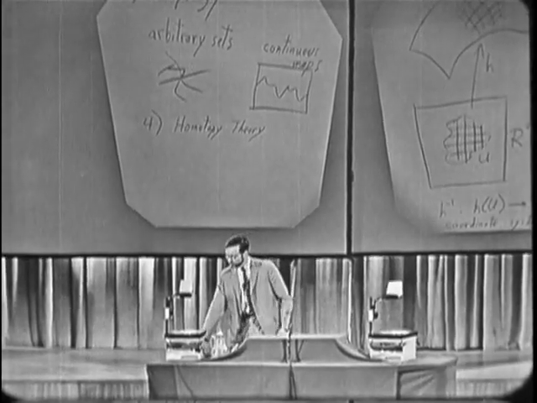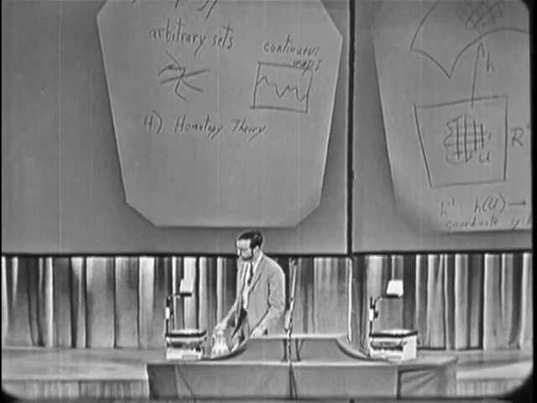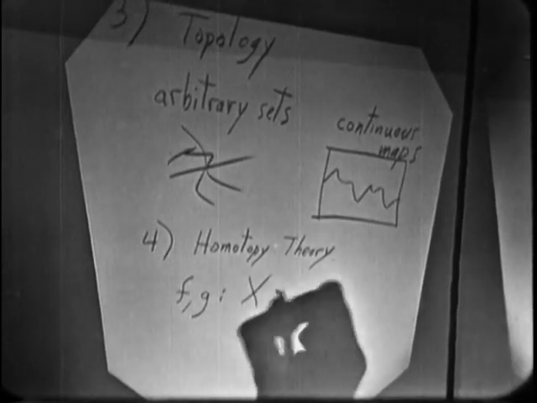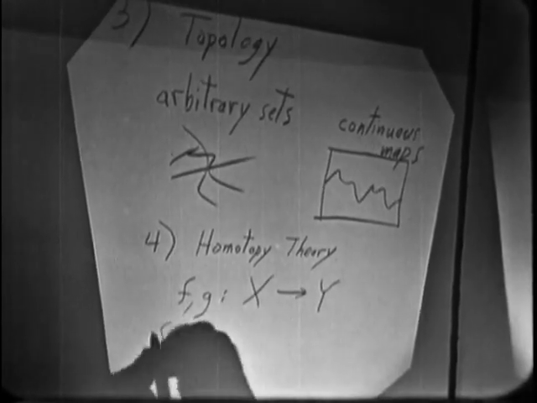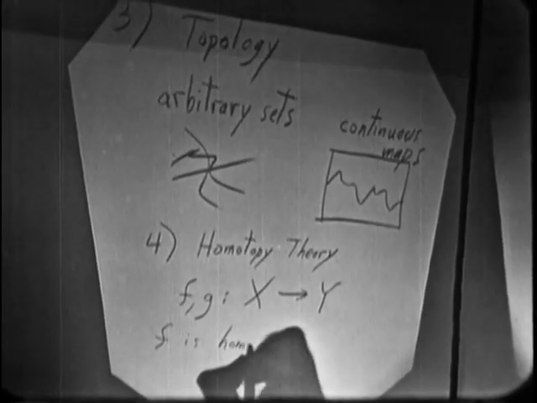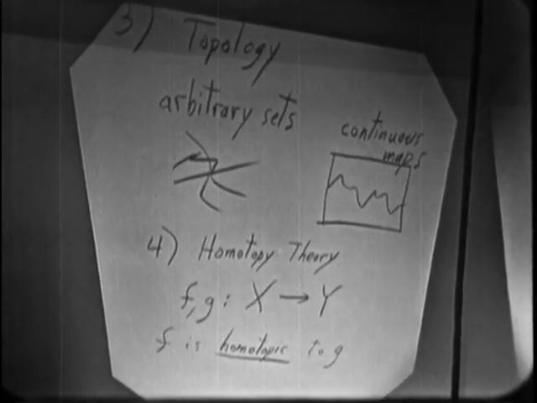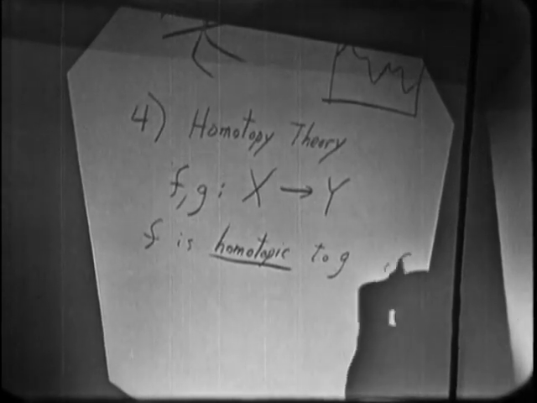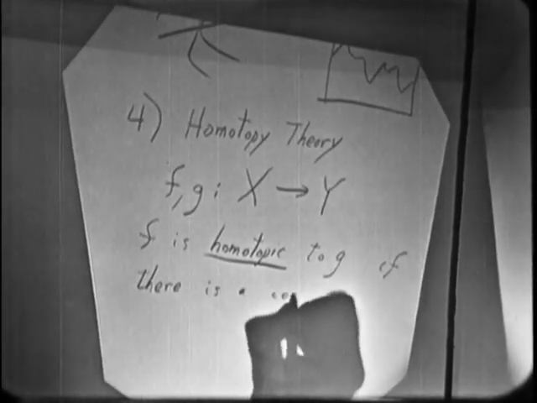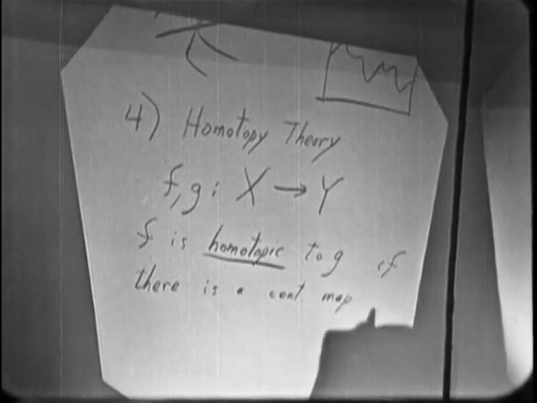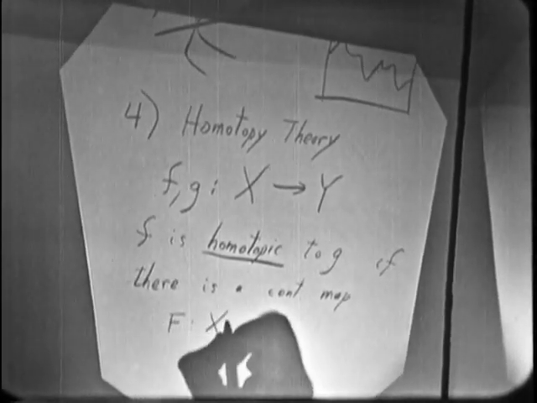The basic definition here is the following. Let me start with this topological category of sets and continuous mappings. If we have two mappings, f and g, from X to Y, we define f to be homotopic to g if there is a continuous deformation of f into g. In more formal language, that comes out as the following: if there is a continuous map capital F going from X cross the unit interval.